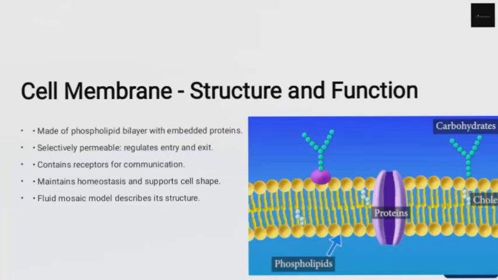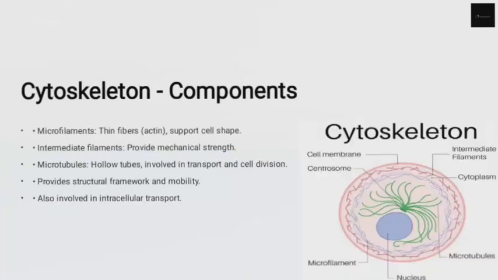Okay, let me wrap it up. The cytoskeleton has three main components. Number one is the microfilament. The second one is the intermediate filament. And the last one is microtubules. All these provide structure and framework to the cell.